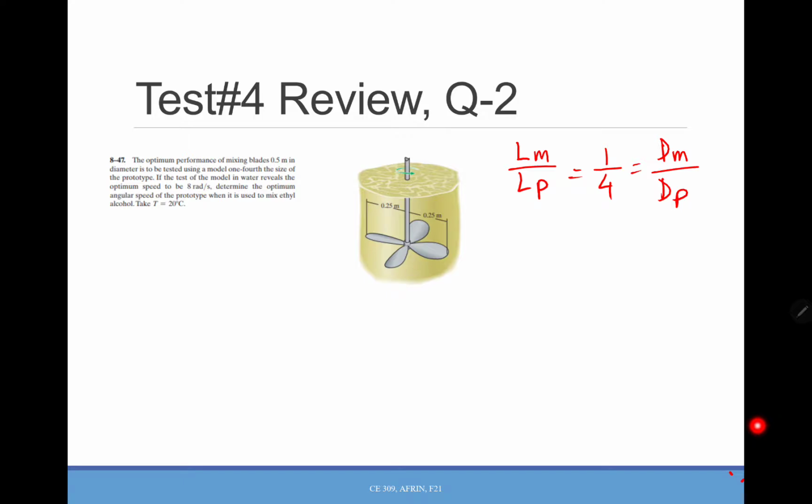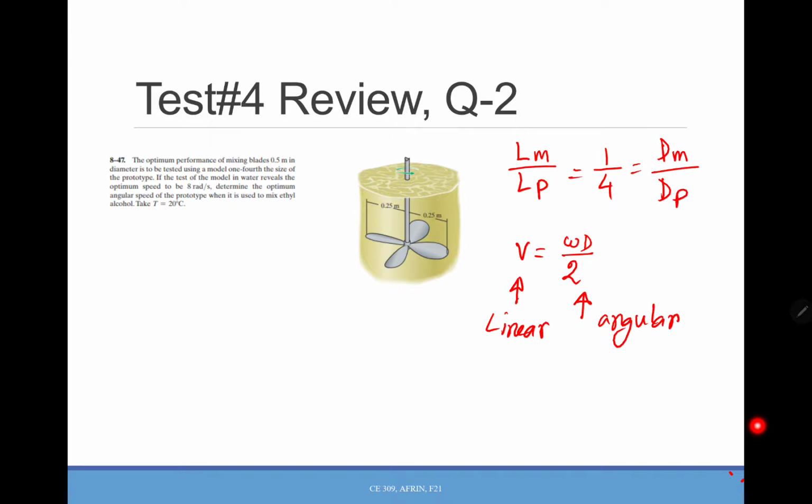Now one thing is, since it's a mixing blade and it's rotating, it has an angular speed, but in any non-dimensional number we didn't see the angular speed, so you need to convert the angular speed into the linear speed. So linear speed v equals omega d over 2. That is the linear and that is the angular.